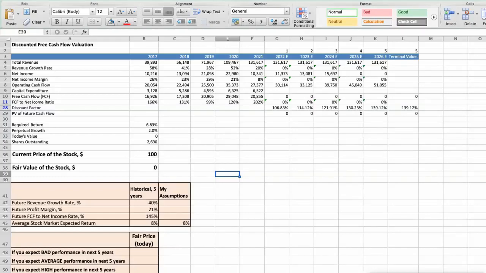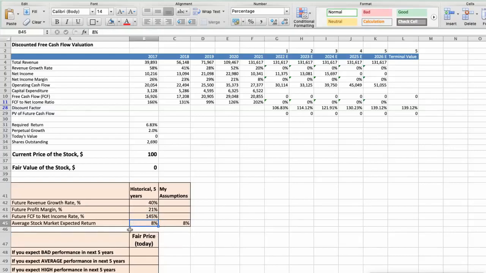This spreadsheet contains some financial data that we will use for the stock valuation. We see that the average revenue growth rate of the stock has been around 40% per year, for the last 5 years. We see that the average profit margin of the stock has been around 21% per year, for the last 5 years. Also we see that the average free cash flow to net income rate of the stock has been around 145% per year, for the last 5 years. And we expect 8% per year average stock market return.